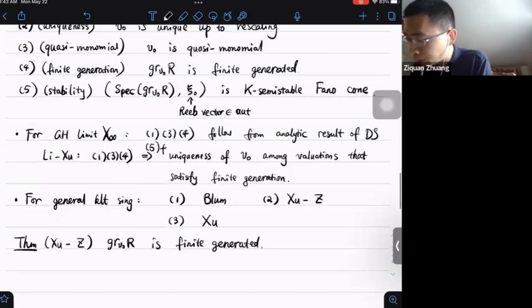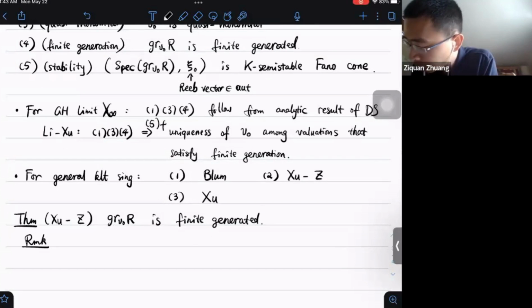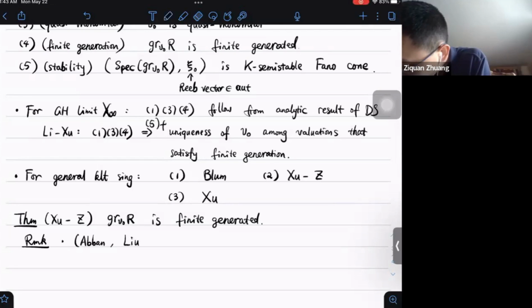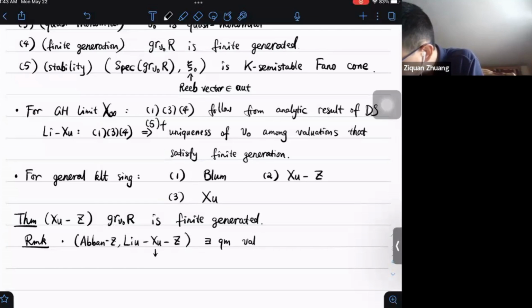And because I'm a little bit short of time, let me just make some very quick remarks. One remark is that there are actually very many quasi-monomial valuations whose associated graded algebra is not finitely generated. There are examples that I discovered with Hamid Ahmadinezhad a couple of years ago, and then later in my joint work with Chenyang Xu, we also found some examples. So basically, there exists a quasi-monomial valuation v such that this graded algebra is not finitely generated.